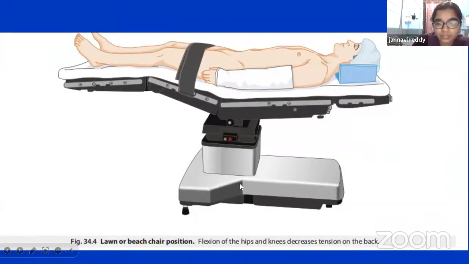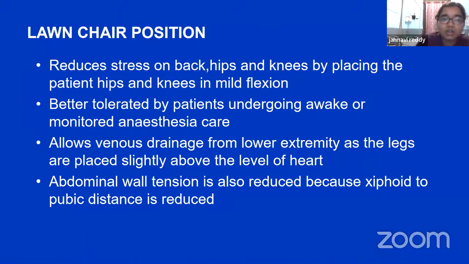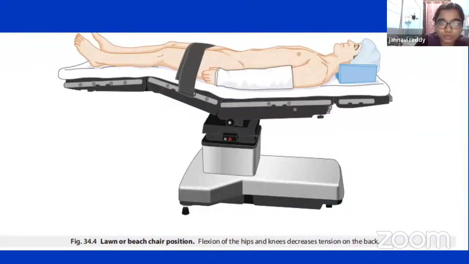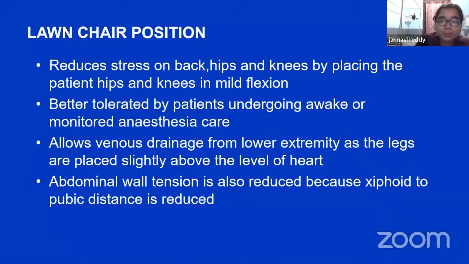This is lawn or beach chair position. It is almost similar to supine position, but the leg end is raised a little, with flexion of hips and knees to 30 to 45 degrees. That is called lawn or beach chair position. This position mainly reduces the tension in the back, gives support to the back, and also reduces back pain.